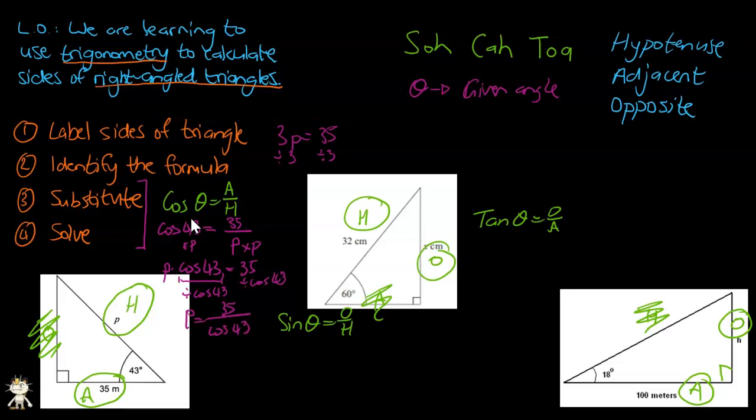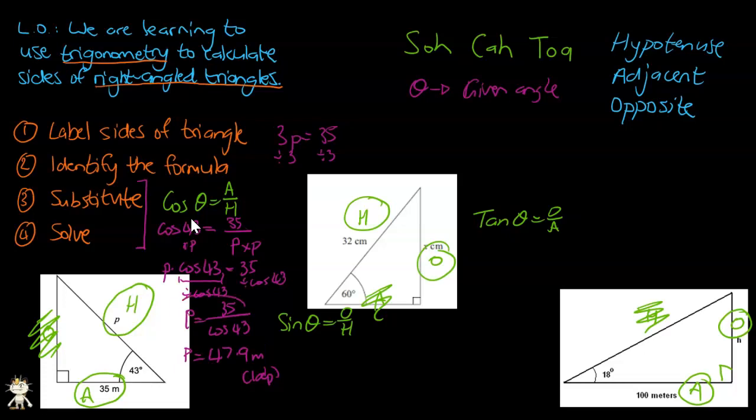This is where we need our calculators. We can't do this type of maths in our head, but 35 divided by cos 43 is equal to 47.9 meters, and I've rounded that to 1 dp. Really important for trigonometry, always include your units.